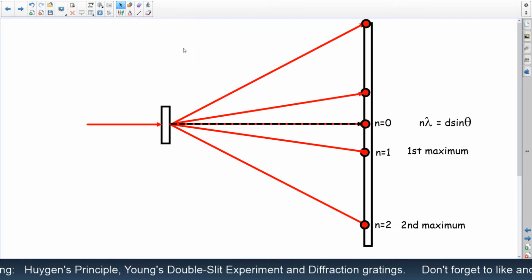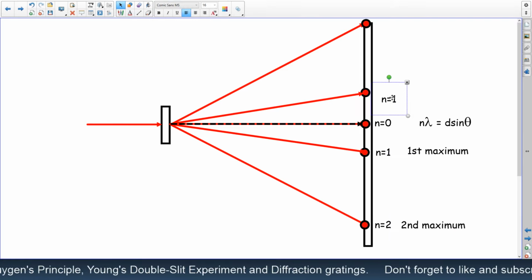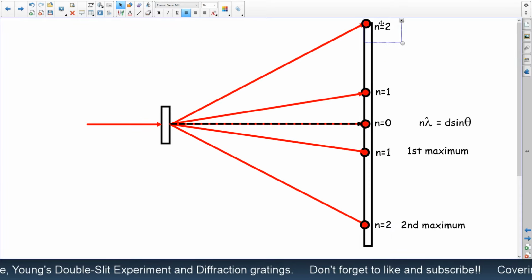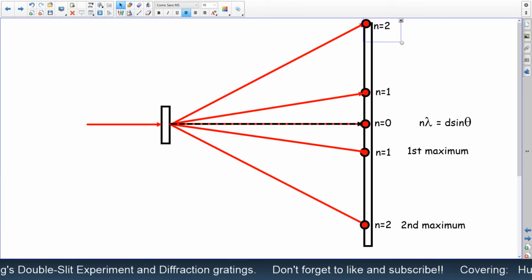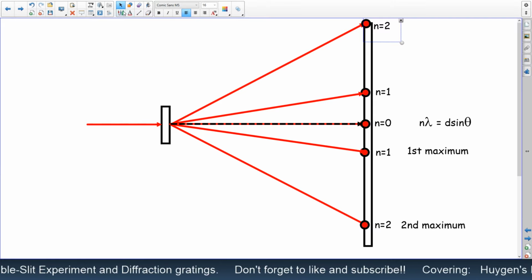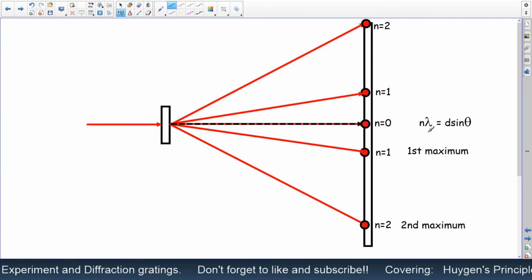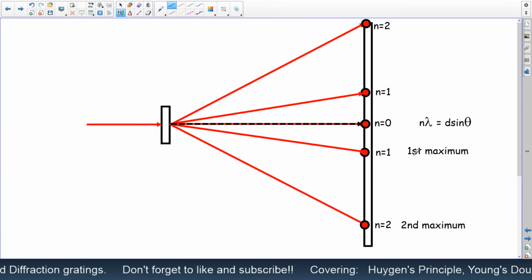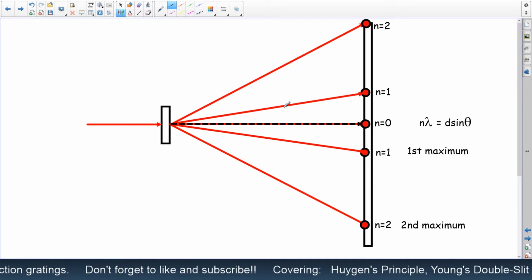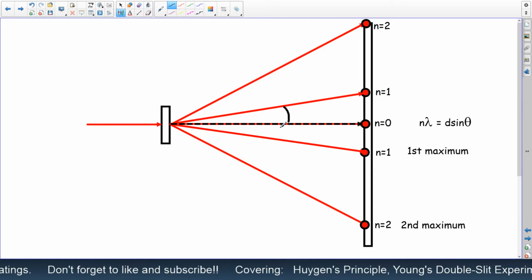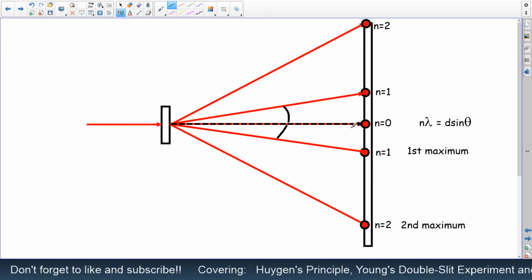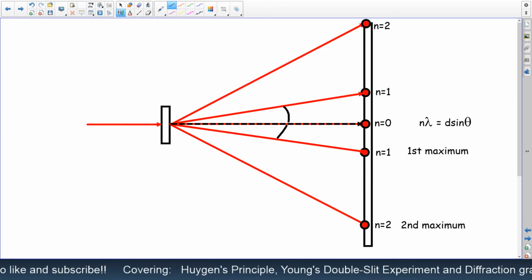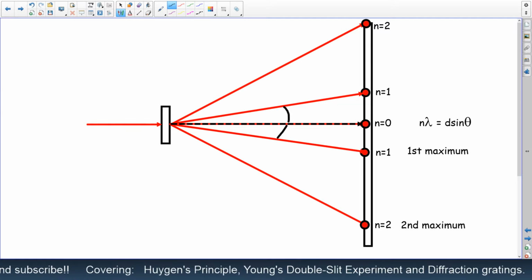So what about these ones up here? Well, they're also n equals 1 and n equals 2, because their value of theta is exactly the same, it's just in the opposite direction. So if I was to calculate n lambda equals d sine theta, and I got an angle, say, of 12 degrees, then 12 degrees could be that, or it could be that. So these are both n equals 1. And are we following along? I hope we are.